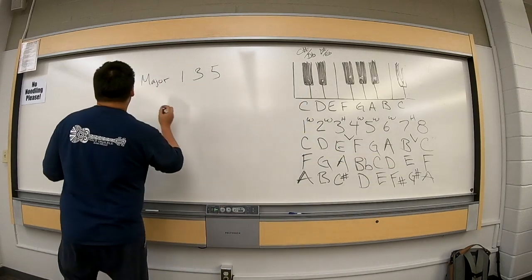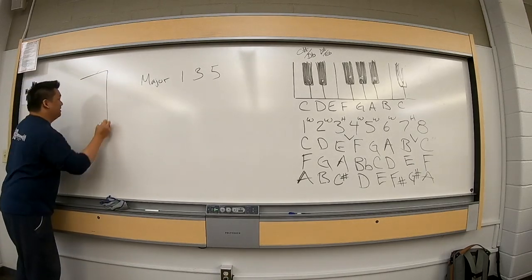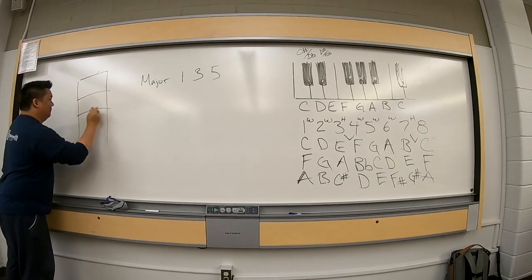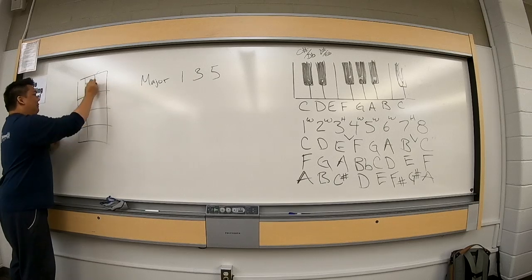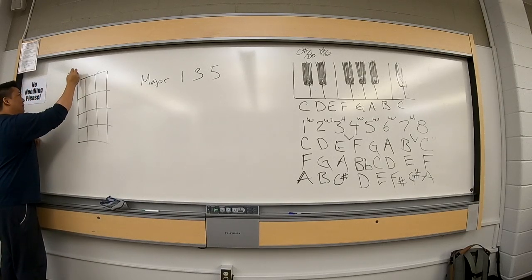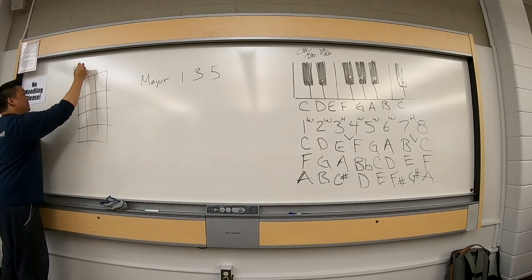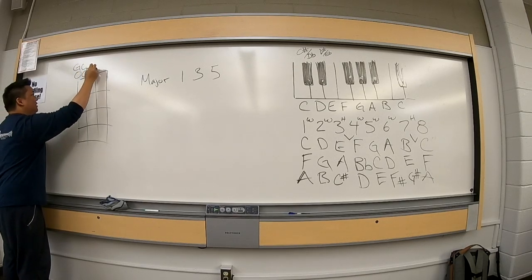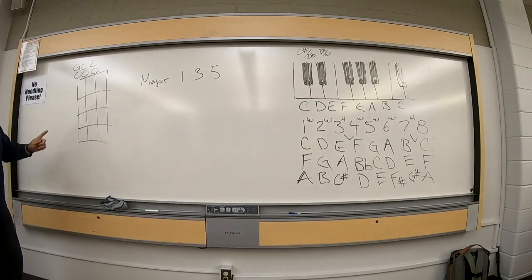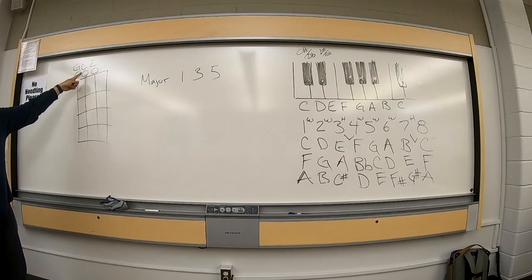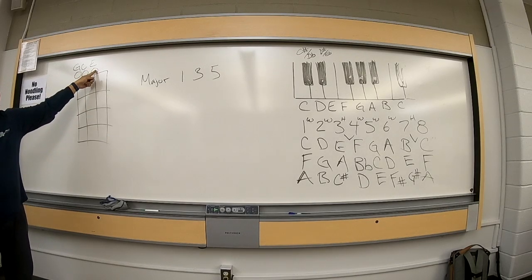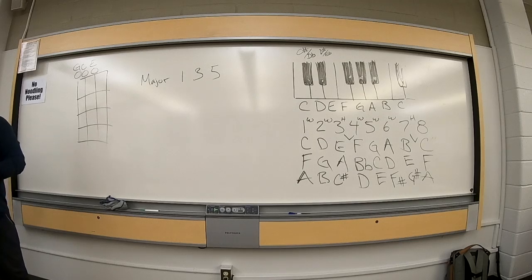Now let's take a look at our uke in the sense of this fretboard. What is the string name closest to your face? C. So that's my G, and this one is C, and this string is E. So already I have my 5, my 1, and my 3. Now, a triad is made up of how many different notes? 3. So how many strings do we have? 4. So that means one note will be repeated.